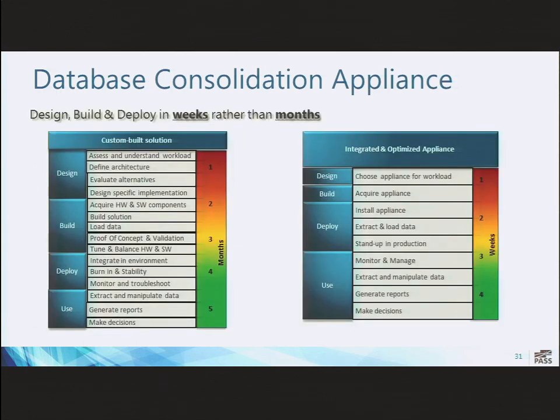So here's the idea. On the left side is the custom built solution. It could take months to do because you have to do all these steps. If you choose something like a database consolidation appliance, you cut those months down to weeks, especially when you need to fire up another one. It's just a matter of clicking a button. I know one of the Microsoft guys who installs these things, and he tells me how great they are and how quickly you get it up and running, compared to doing everything on your own.